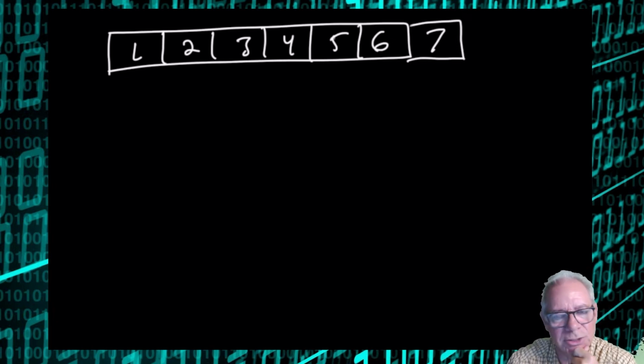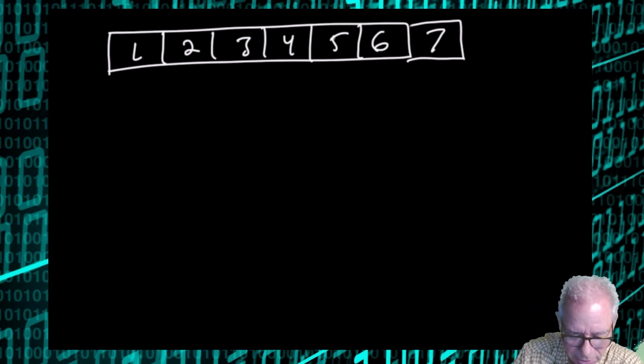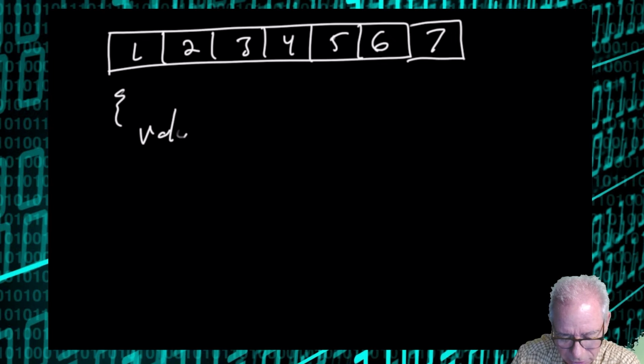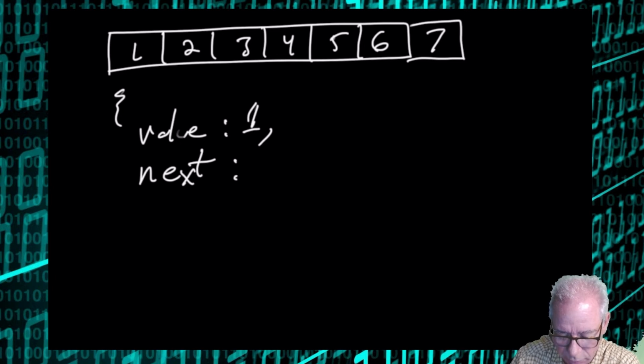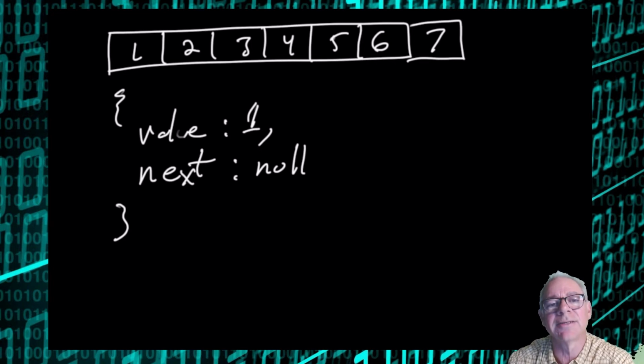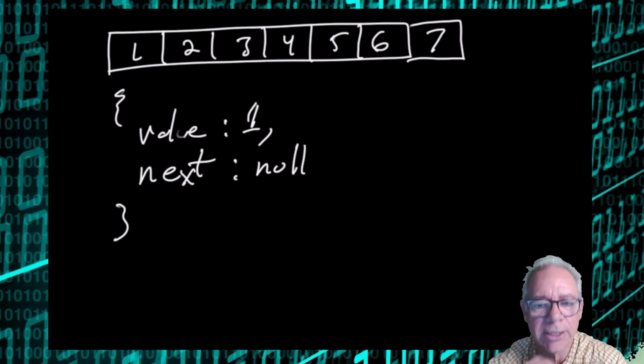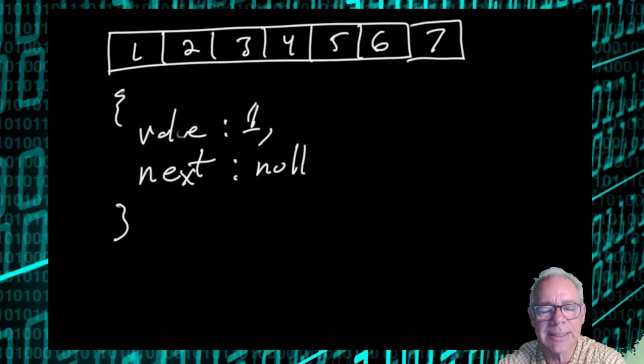So there's another data structure called a linked list. In JavaScript, you might implement it as an object. So you might have something like a value and a thing called a next pointer, which I will initialize to null in this case. This is called a node. We would just call it a node in a linked list.